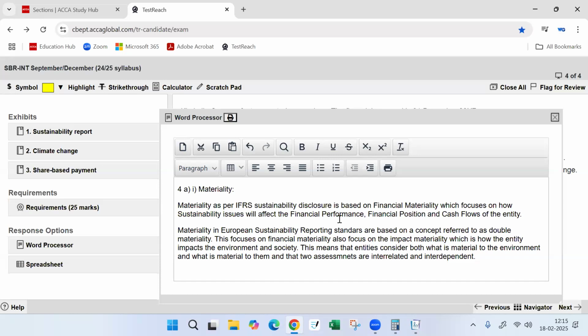Okay. So both financial materiality as well as the impact on society should also be considered in European standards, because they focus on double materiality. Clear? Now let's look at the next one.